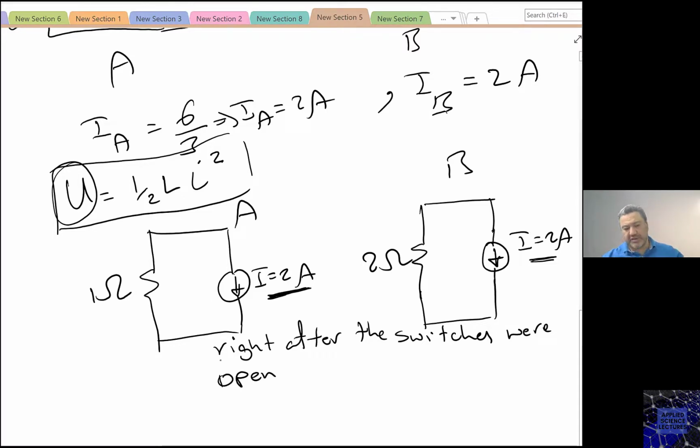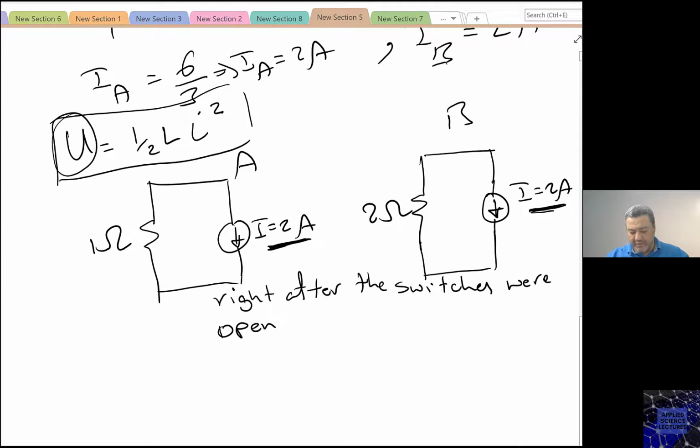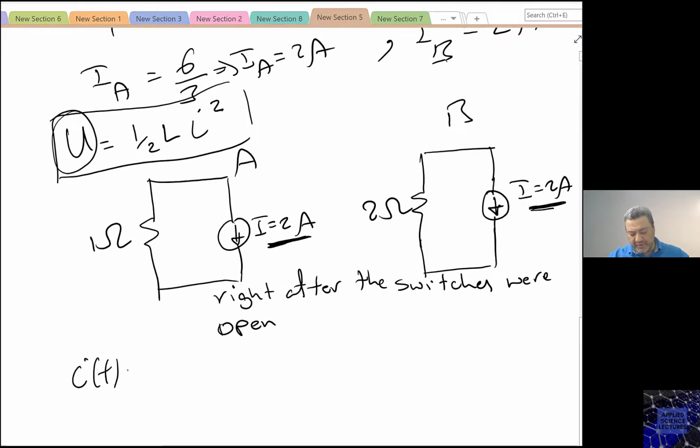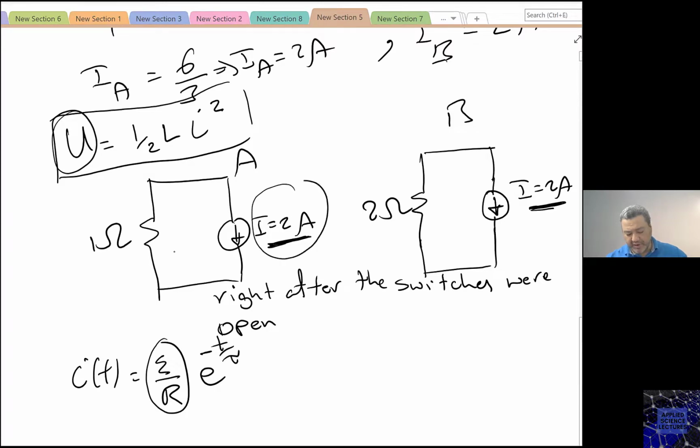the switch is opened. Then the value is going to change based, if you recall, on the function that we have seen, which is epsilon over R e to the minus t over tau. So this is the maximum, which is the 2 ampere here in my case. And then the current is going to decay exponentially.